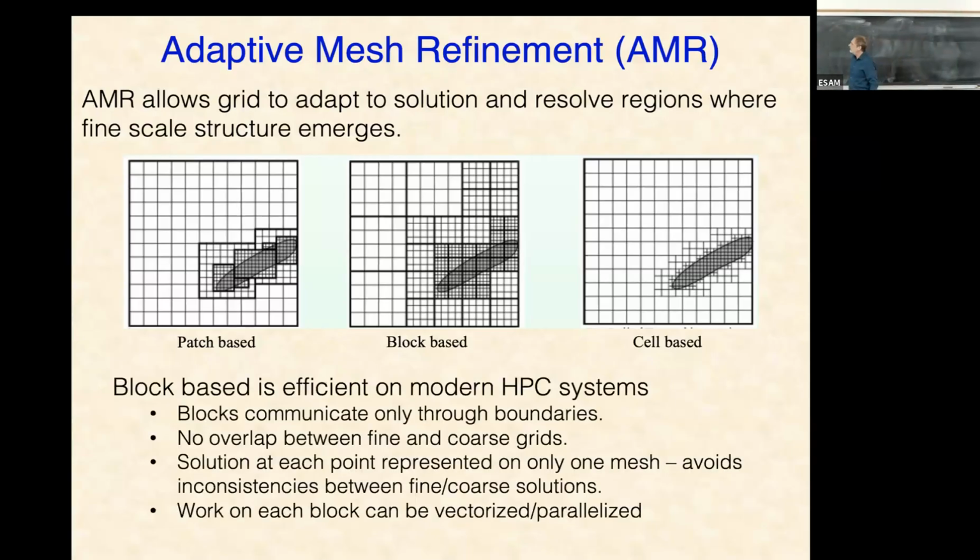So we use block-based because it's just so efficient on modern HPC processors. Patch-based involves these very complicated shapes and overlaps between the patches, which with parallel processing is very hard to load balance. With block-based, every block is exactly the same as every other block, and that makes load balancing incredibly easy. And moreover, the different AMR levels only communicate at boundaries through boundary conditions, again making it really easy to implement on modern HPC systems. So block-based seems to be a really efficient method for AMR, which is what we use.